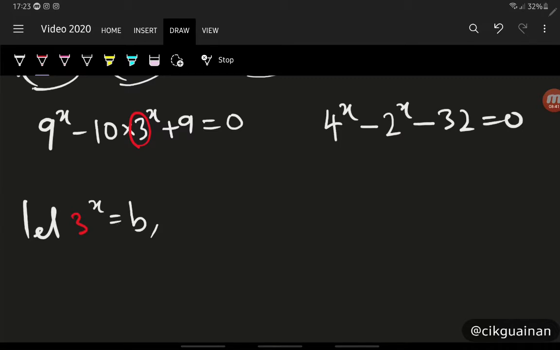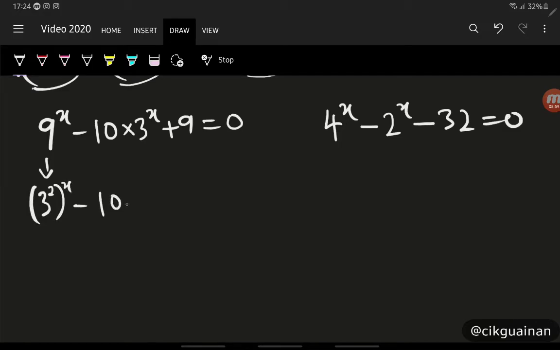But the problem is, over here it's 9. So what should we do? We have to turn that 9 into 3 to the power of something. So let's change that. 9 over here is 3 squared, to the power x minus 10 multiply, or sometimes you can use a dot, 3^x plus 9 equals 0.